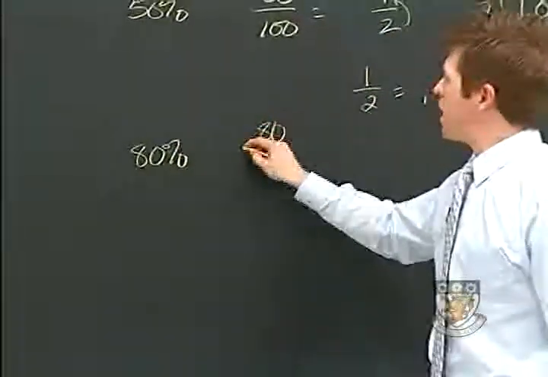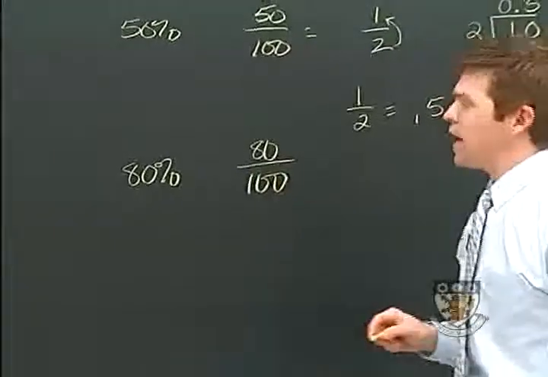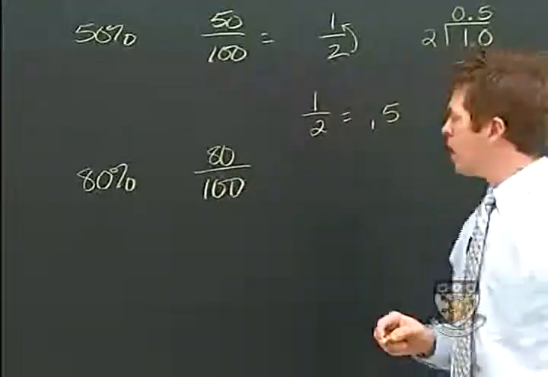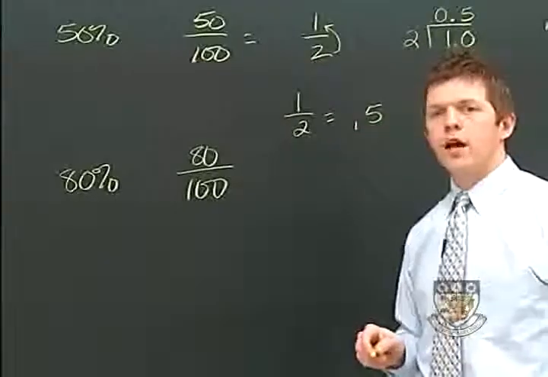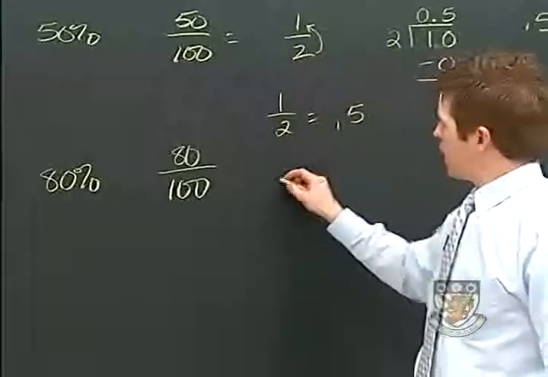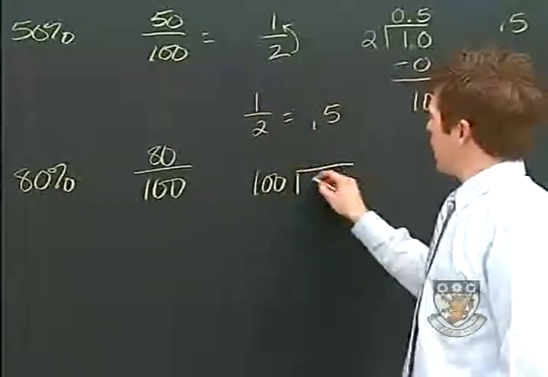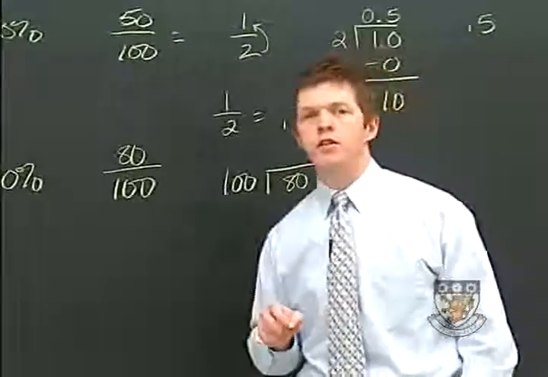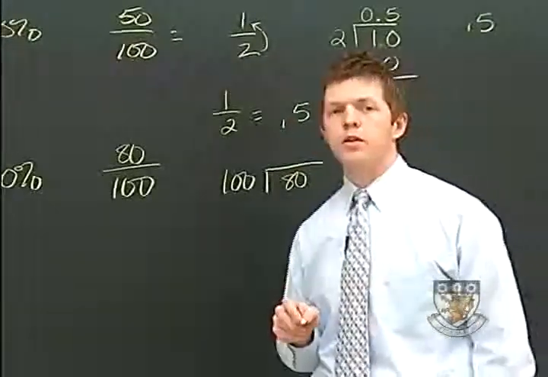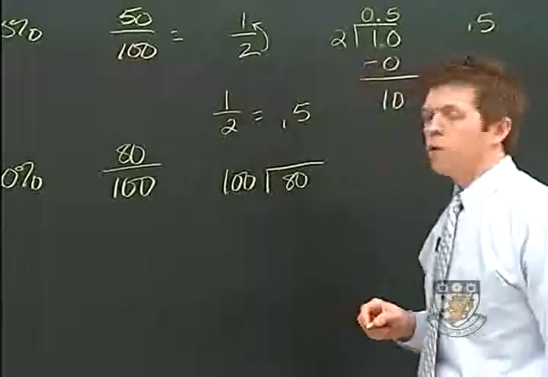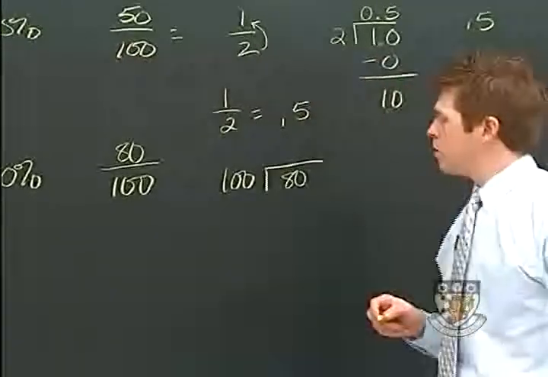80% would be the same as 80 divided by 100. Now I'm going to show you a little shortcut when you're dividing by 100. We have 100 divided into 80. And I intentionally did not reduce this into simplest terms this time because I wanted you to see this shortcut. It'll work if you do or if you don't reduce it.